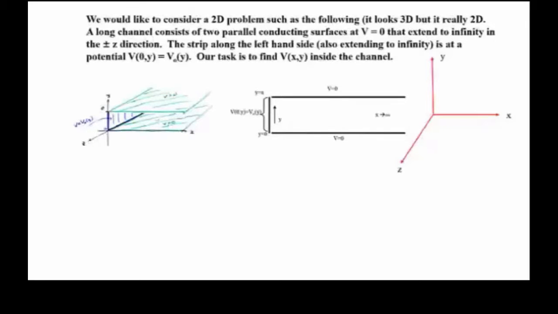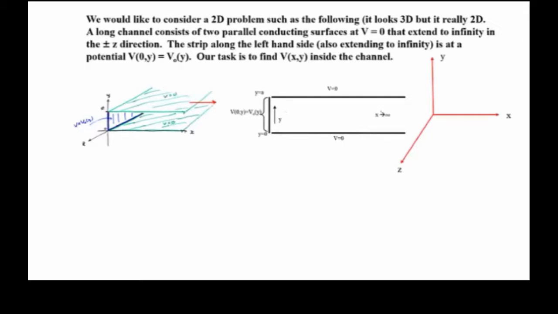What it consists of is this long channel that has these plates that are at zero potential, and they go to infinity in this direction, and they go from minus infinity to plus infinity along the z-axis. This end here has a plate that has different potentials depending on y. So as you go from 0 to a, which is the height of the plate, you could have any potential here that you would like as long as it's continuous and fairly well behaved.